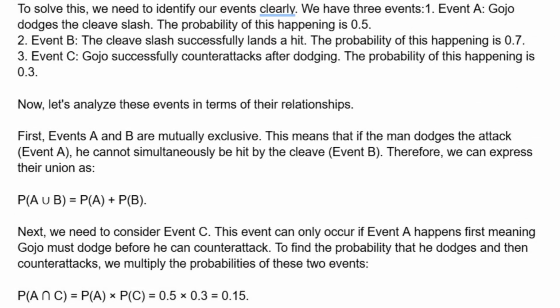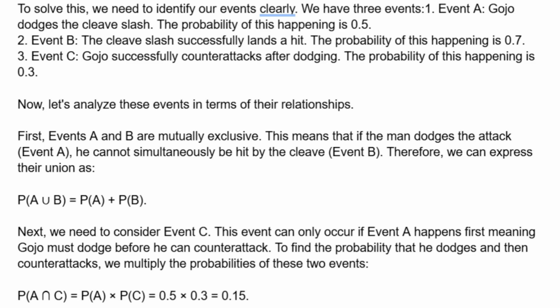To solve problem number 1, we need to identify our events clearly. We have 3 events. Event A, Gojo dodges the cleave slash. The probability of this happening is 0.5. Event B, the cleave slash successfully lands a hit. The probability of this happening is 0.7. And Event C, Gojo successfully counterattacks after dodging. The probability of this happening is 0.3.